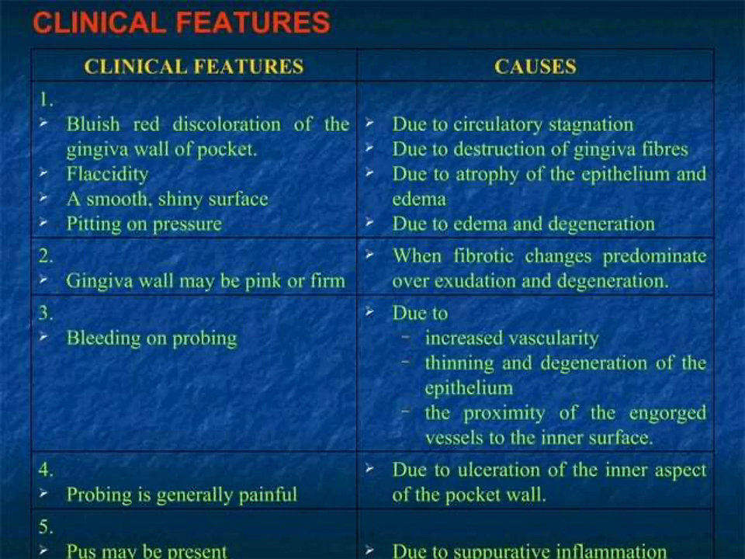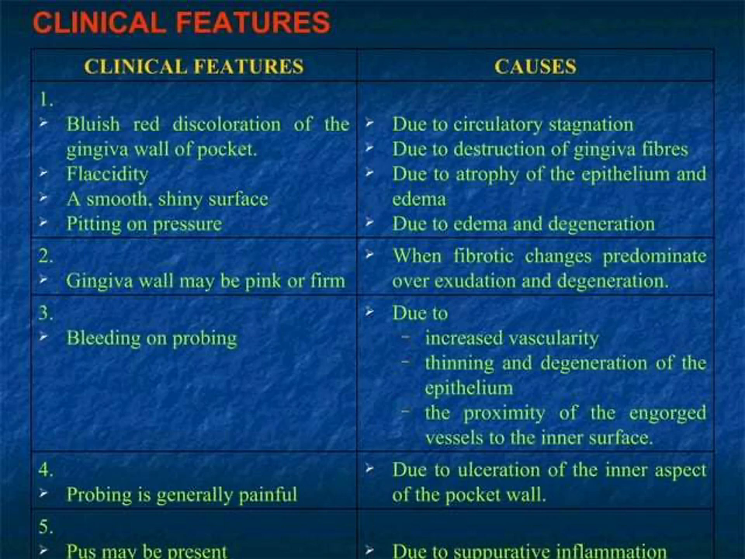The various clinical features of periodontal pocket: bluish-red discoloration of gingival wall of pocket, flaccidity, a smooth shiny surface, pitting on pressure, gingival wall may be pink or firm, bleeding on probing, probing is generally painful, and pus may be present.